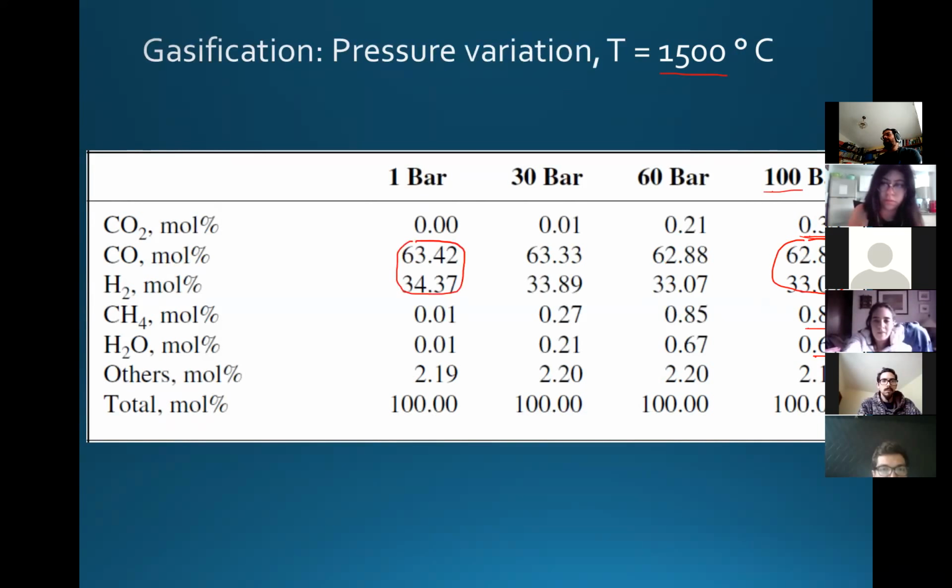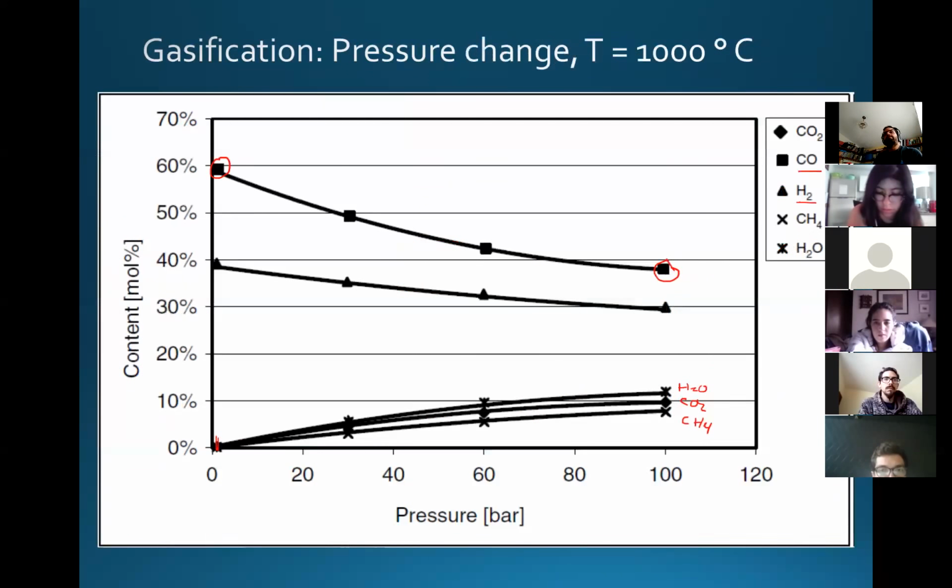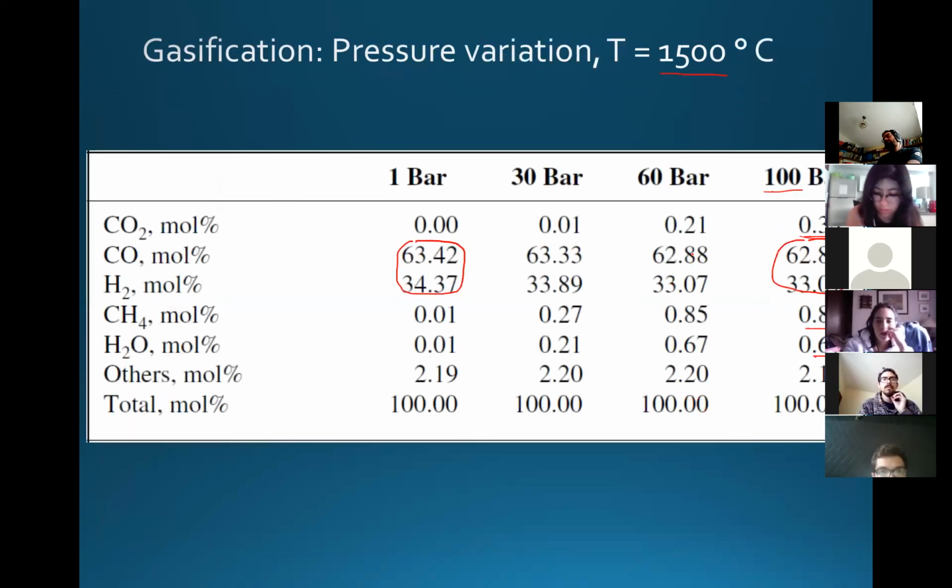Okay. Then for the other two slides, the comparison is between the temperatures. If you have a not-so-high temperature, 1000 Celsius, the fractions of carbon monoxide and hydrogen are very dependent on the pressure. You see the difference, from 60 to 38% for carbon monoxide. But if you have higher temperatures, 1500 Celsius, that doesn't matter that much anymore.